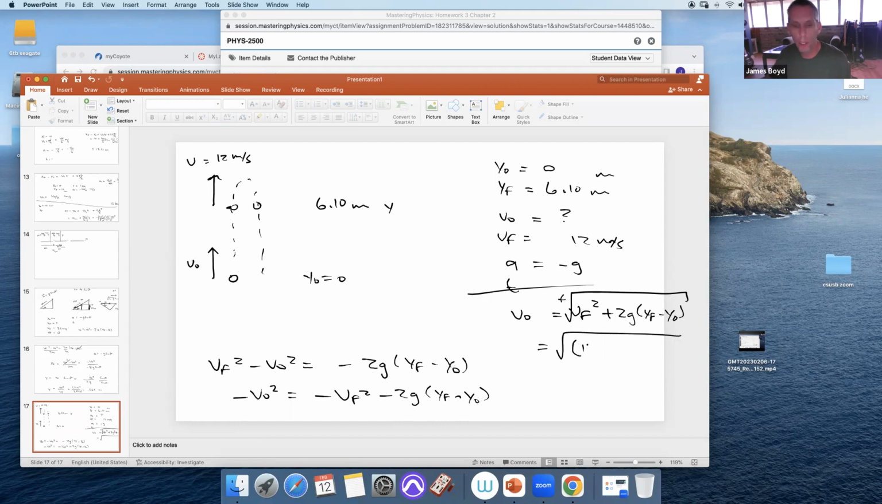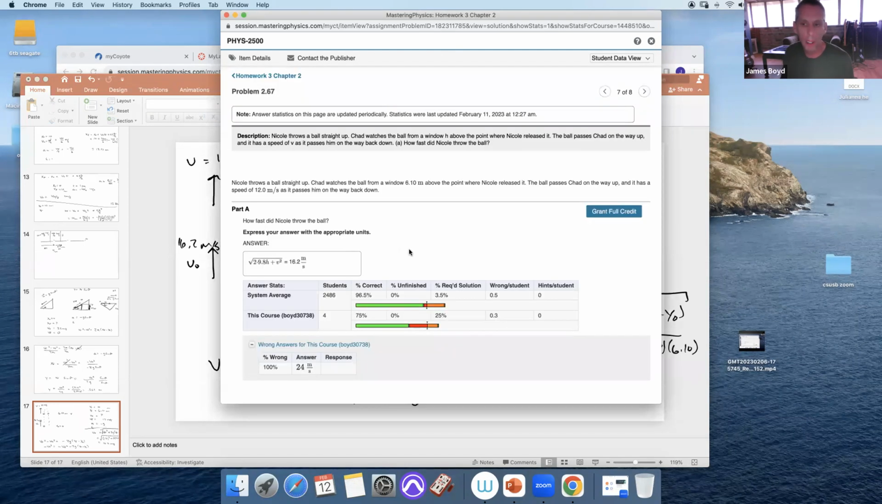So that's the square root of 12 squared plus 2 times 9.8 times y final, which was 6.1, y initial was 0. This is 12 times 12 plus 2 times 9.8 times 6.1. Don't forget to take your square root. And I get 16.2 meters per second. It better be greater than what Chad noticed as it passed him, because it's going to lose velocity as it goes up. 16.2.